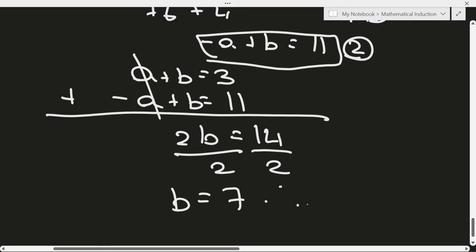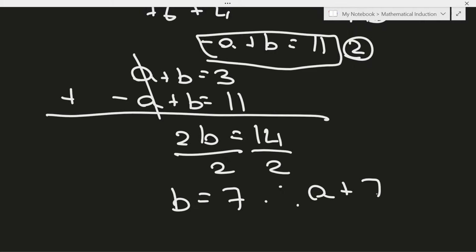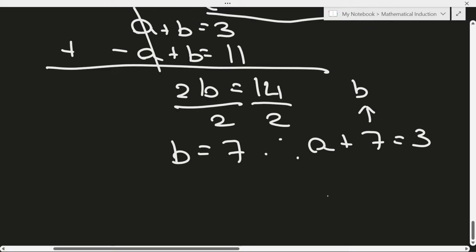Therefore, since b is equal to 7, if we have a plus 7, because this should be b, is equal to 3, a is equal to 3 minus 7, and a is equal to negative 4.